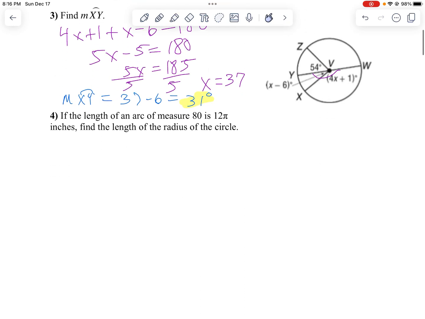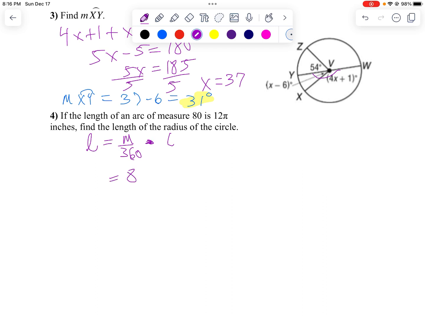On question 4, we're doing arc length. So remember, arc length is the measure of the arc over 360 times the circumference. Well, in this one, it says if the length of an arc of measure 80, so in other words, the measure of my arc is 80, and then I know the length is 12 pi, so it's backwards from what we've been doing. And I want to find the circumference, so I'm going to say 2 times pi times r.